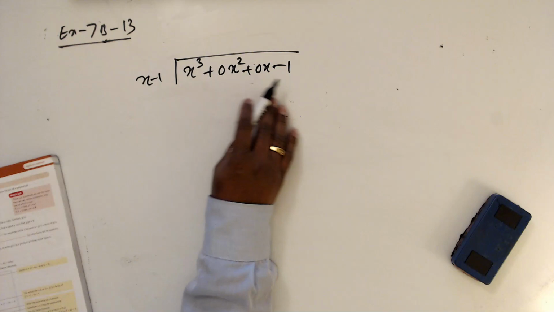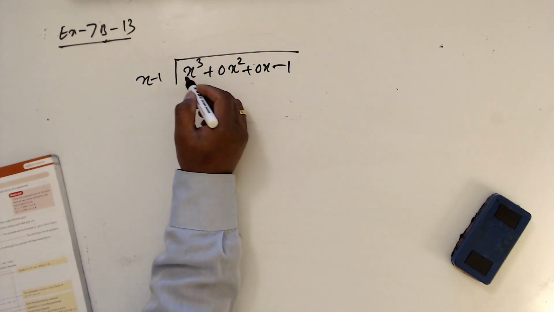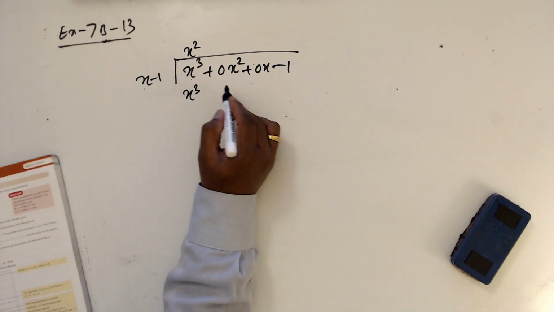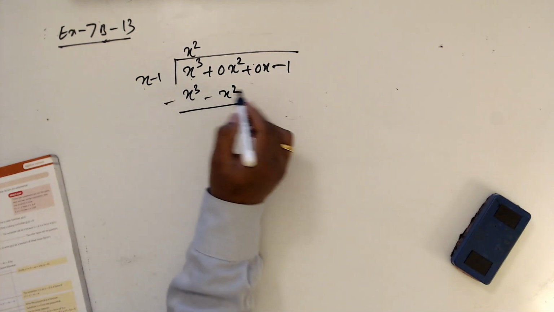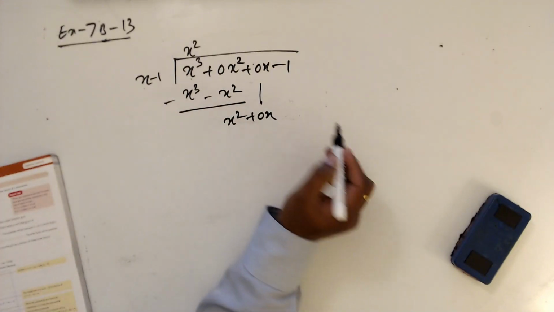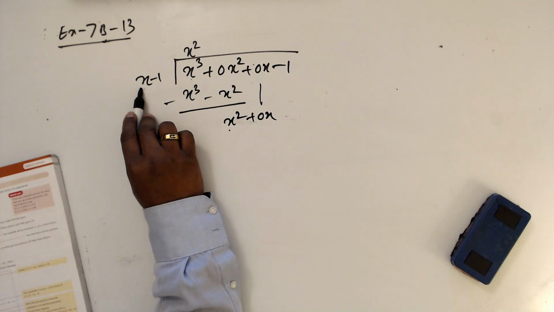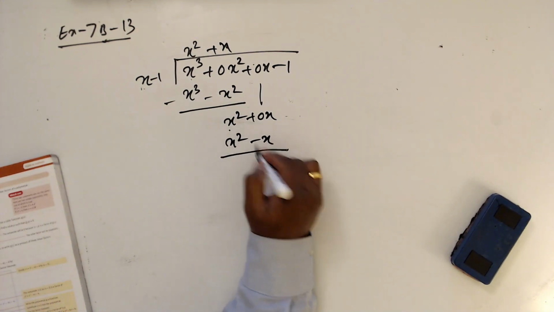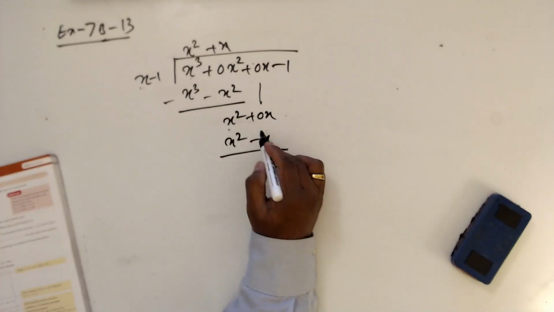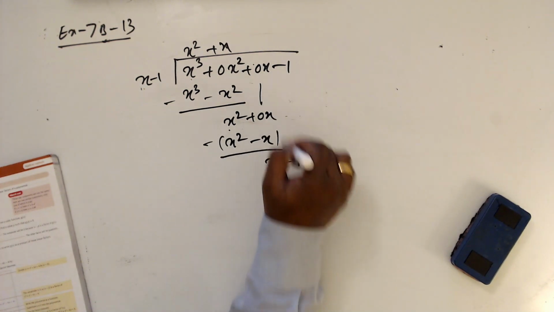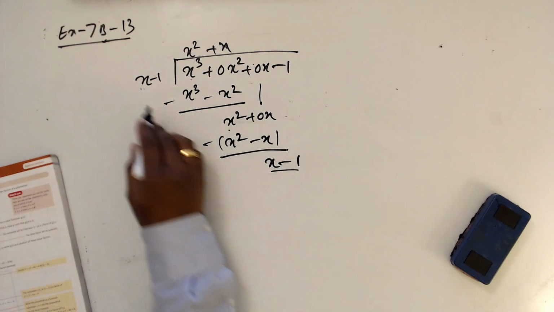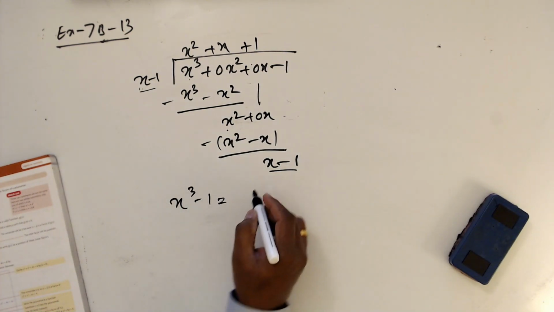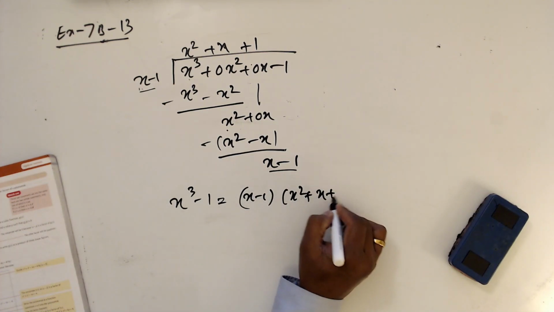x cube plus 0, x minus 1. You want to divide by x minus 1. x cube divided by x is x square, so x square times is x cube, and this is going to be minus x square, and when you minus this one you will get x square, bring this one down, 0x, then x square divided by x is x, then this is going to be x square minus x, then this is going to be x again, x minus 1, when you minus this one, and when you bring this one down, x minus 1, then we know x minus 1 divided by x minus 1 is plus 1. In other way, x cube minus 1 equal x minus 1, x square plus x plus 1.